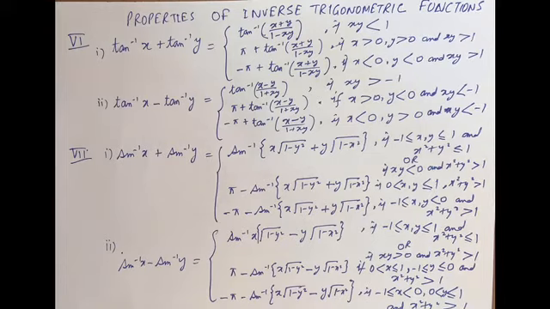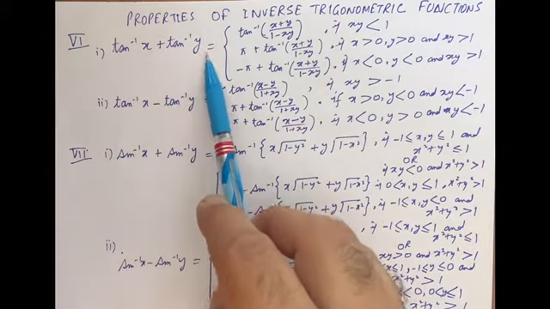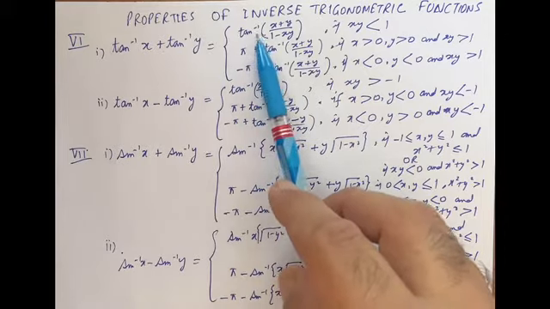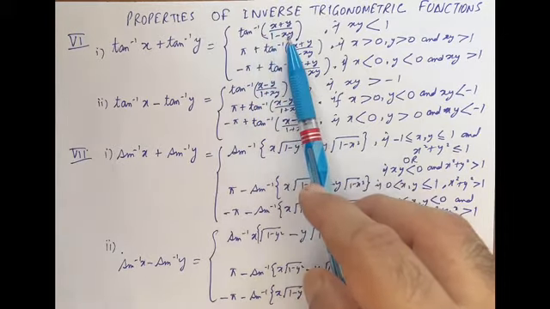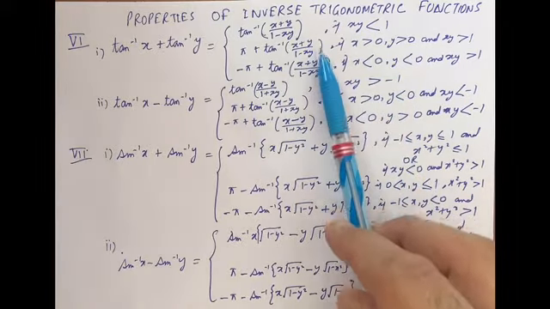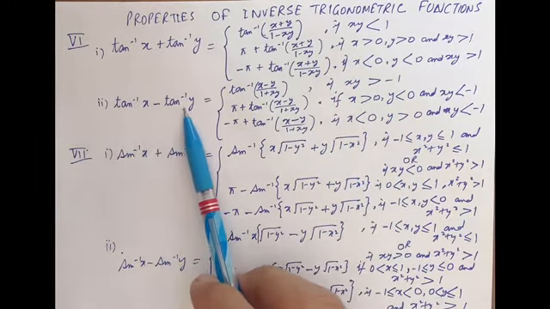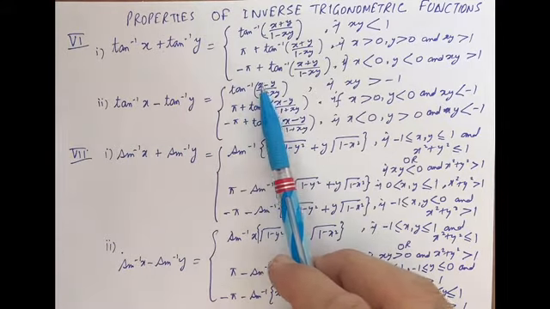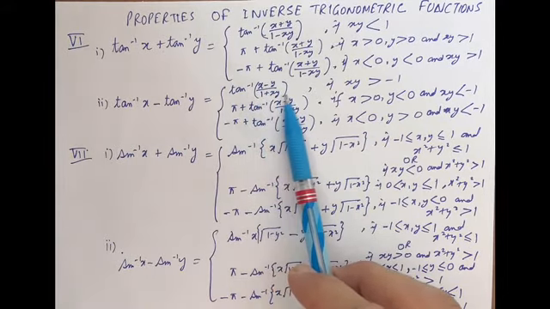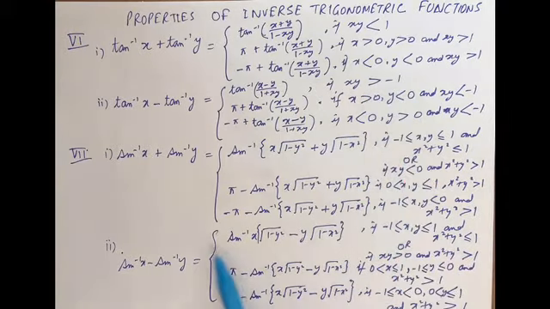Welcome students. We continue with properties of inverse trigonometric functions. So this is the next property. Tan inverse of x plus tan inverse of y is tan inverse of (x plus y) upon (1 minus xy) if xy is less than 1. Plus we have two results. Tan inverse of x minus tan inverse of y is tan inverse of (x minus y) upon (1 plus xy). This is for xy greater than minus 1.